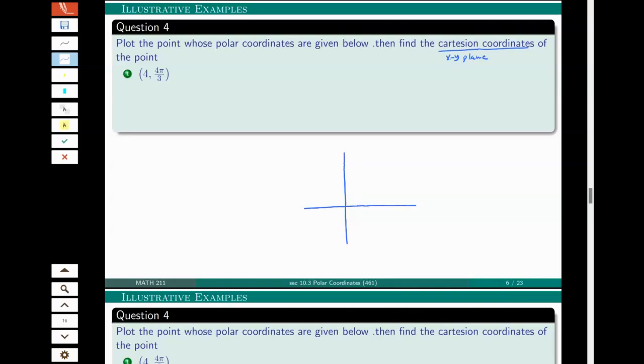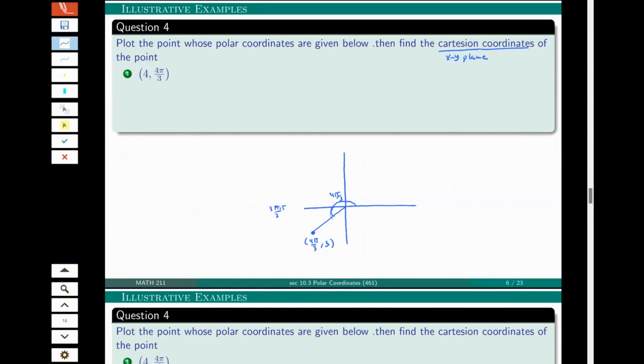We said 4 pi over 3, it's like pi over 3, which is 3 pi over 3. So 4 pi over 3 is pi over 3 plus pi over 3, 3 pi over 3 plus pi over 3. The radius is 4, let's say that's the radius 4. So that is 4 pi over 3.